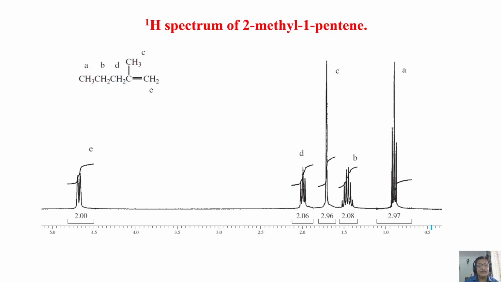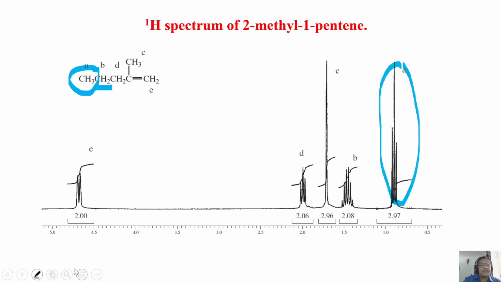Next, let us go further. This is another molecule, 2-methyl-1-pentene. Some think it is a linear molecule. Look at this molecule. We will start with this one because it is fairly simple to analyze. CH3 is coupled to CH2. For that simple reason, you must get a triplet. Okay, that is analyzable. Very fine, we can assign.